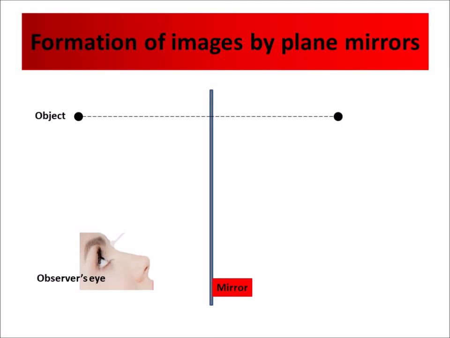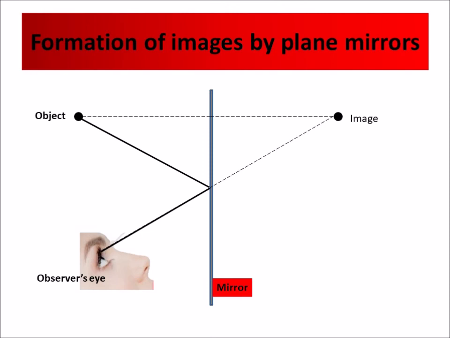Now to mark the point of reflection, we draw a line from the image to the upper part of the observer's eye, like that. So the point where that line meets the mirror is the point of reflection. So we will draw the incident ray from the object to the point of reflection like that. Then the reflected ray from the point of reflection to the observer's eye.